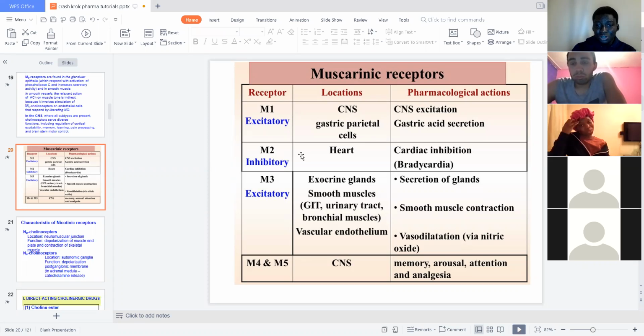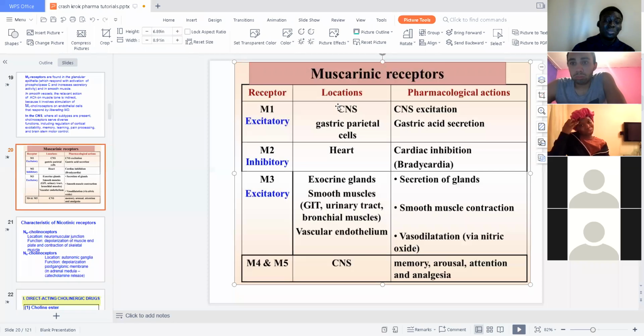So I want you to pay attention to M1, M2, and M3. These are the most important. So M1 is in the CNS, which is the brain and the spinal cord, and also in the parietal cells of the stomach. And M2 is located in the heart. Then M3 is located in the exocrine glands, the smooth muscles, and the vascular endothelium.